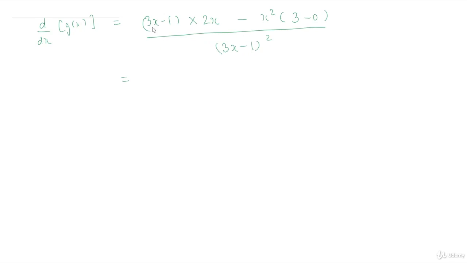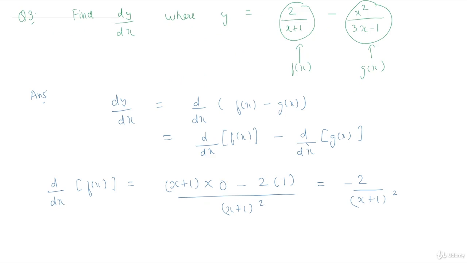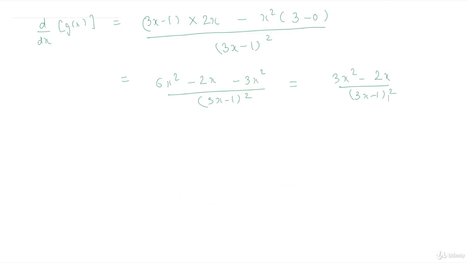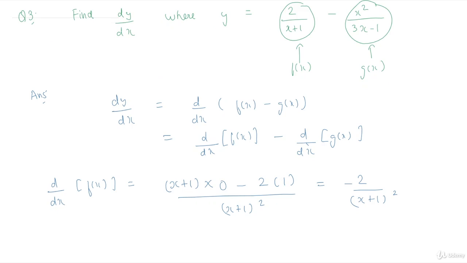So let's now simplify it, as this will be 6x square minus 2x minus 3x square, and this whole is divided by 3x minus 1 whole square. So this is 3x square minus 2x over 3x minus 1 whole square. So now we have successfully calculated derivatives for f of x and g of x respectively. So now we just need to merge the results to get the final answer.